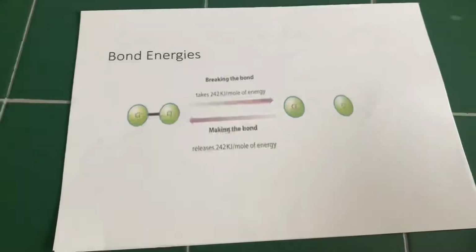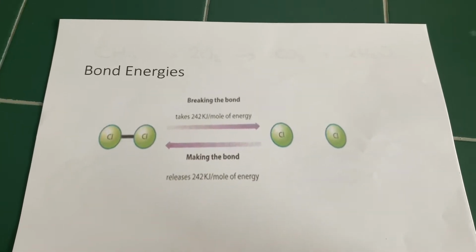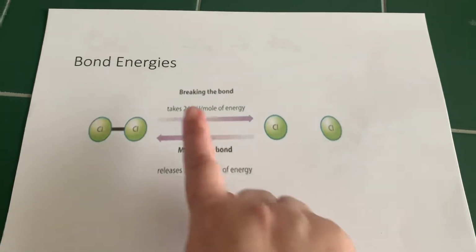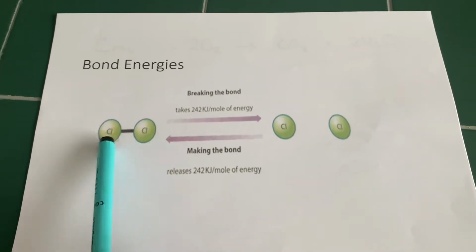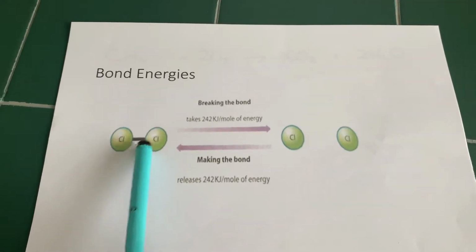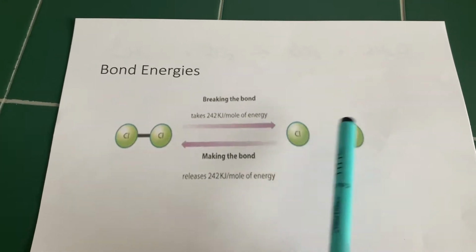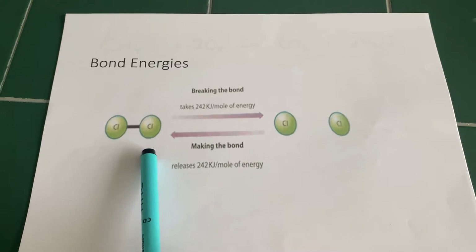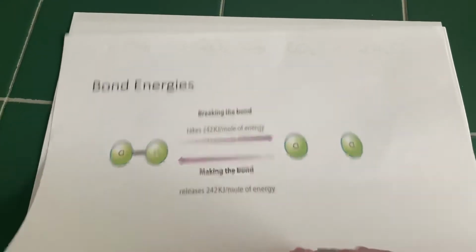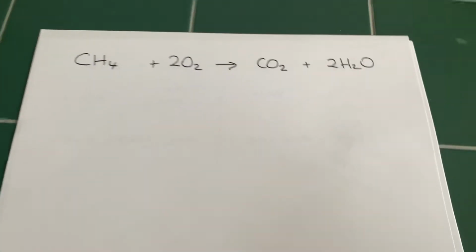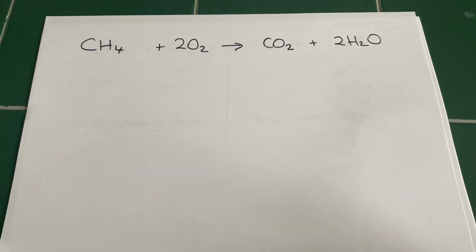Now each type of bond has its own amount of energy that's needed, and this picture is on page 6 of your book. It shows you the amount of energy needed, for example between the two atoms of chlorine in a chlorine molecule: it takes 242 kilojoules per mole of energy to break the bond, but the same amount of energy is released when that bond forms. And we're going to look at some examples on how we use that bond energy information to work out our overall energy change for the reaction.